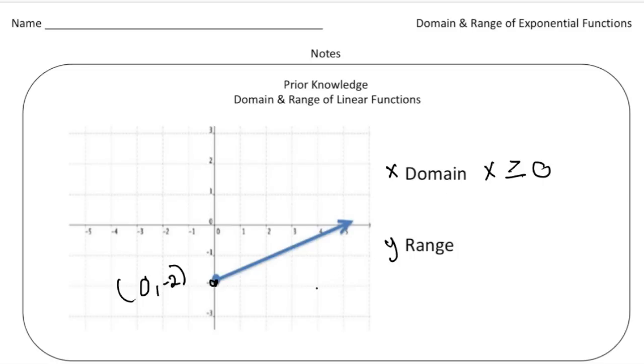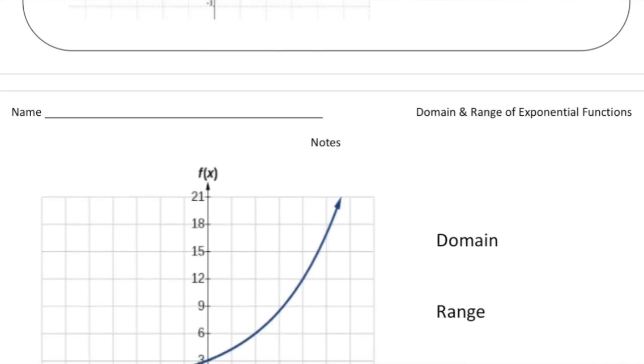The range, we're talking about the y values. The range is going to be y greater than or equal to -2, because as we go this way, the y value increases, but it's always going to be greater than or equal to -2. If you turn the page, let's take a look now at an exponential function.